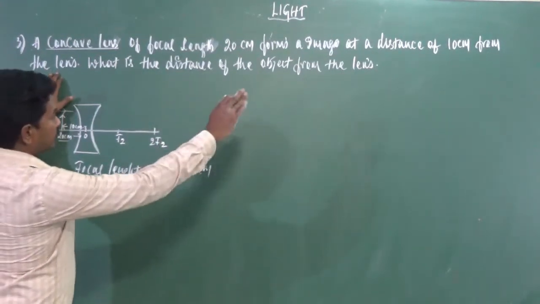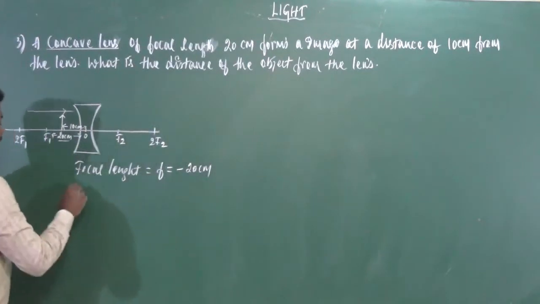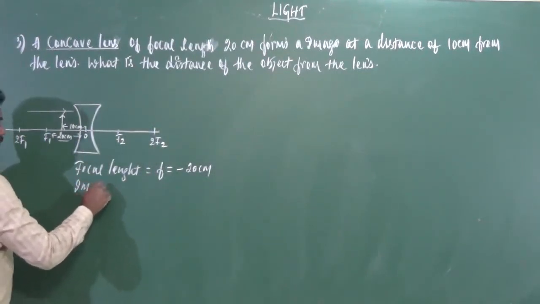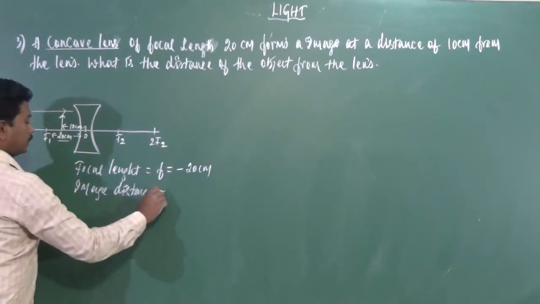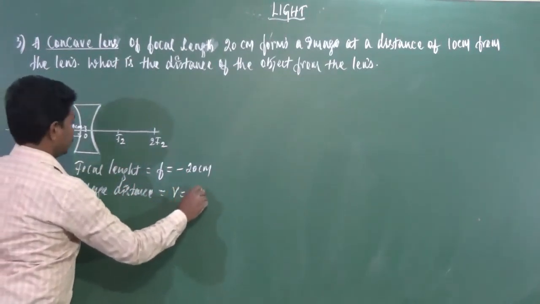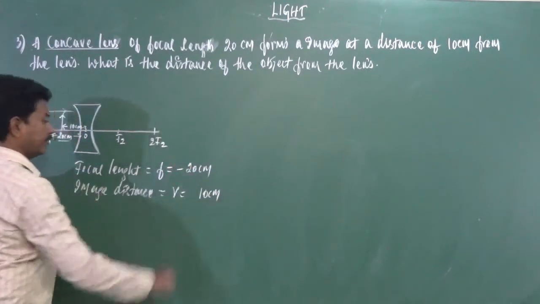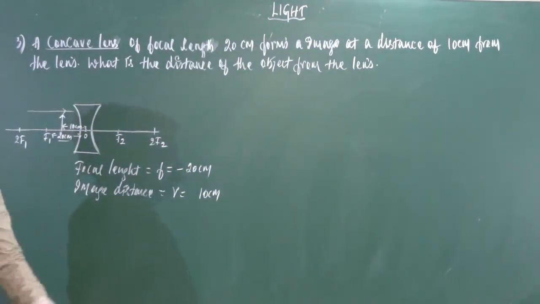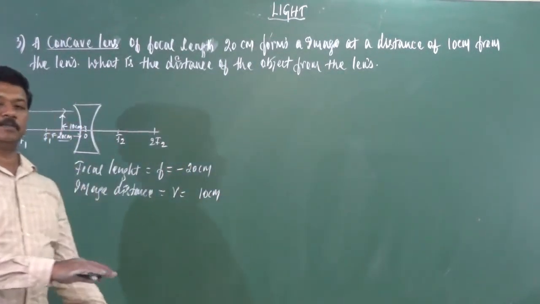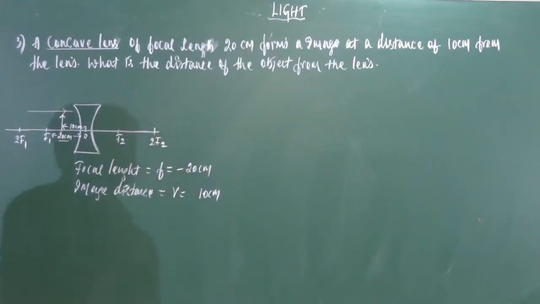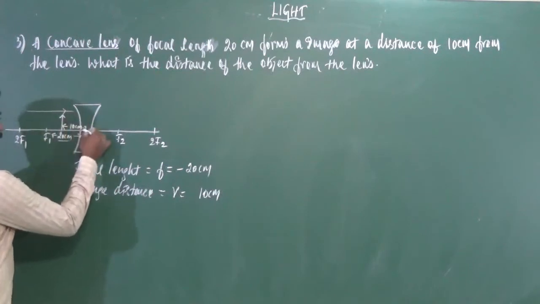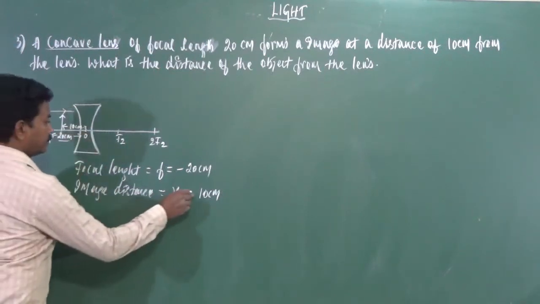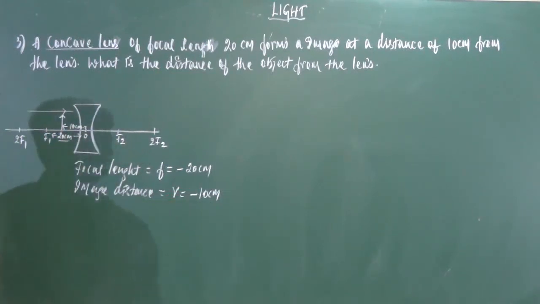So the image is at a distance of 10 centimeters from the lens. So we'll take the image distance V is equal to 10 centimeters. Now we have to check, by applying the sign convention, whether this 10 centimeters is plus 10 centimeters or minus 10 centimeters. Here, as again you are measuring against the direction of the incident light rays, therefore 10 will be minus 10 centimeters. That is V is equal to minus 10 centimeters.